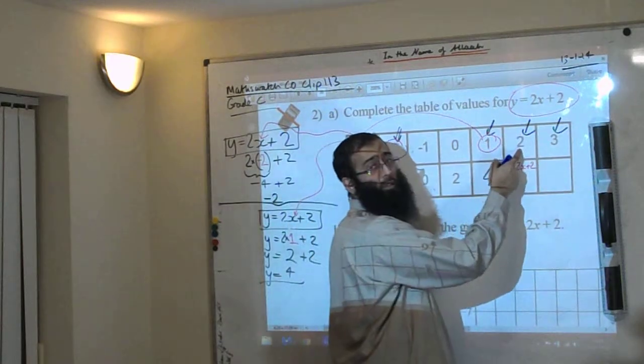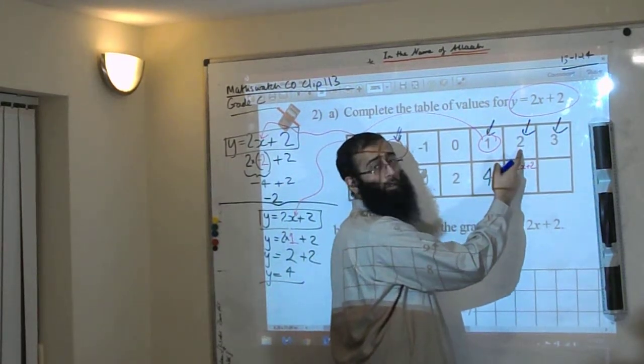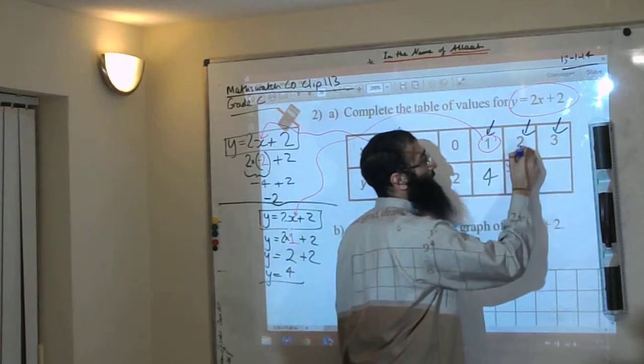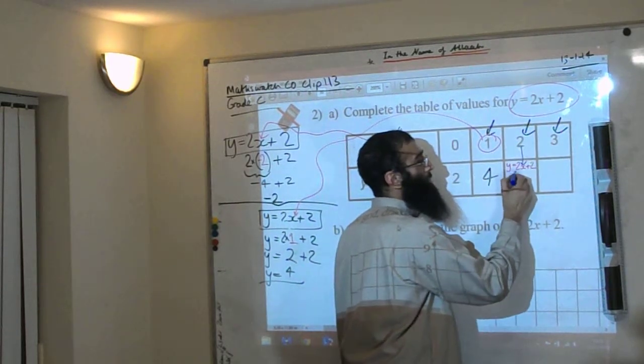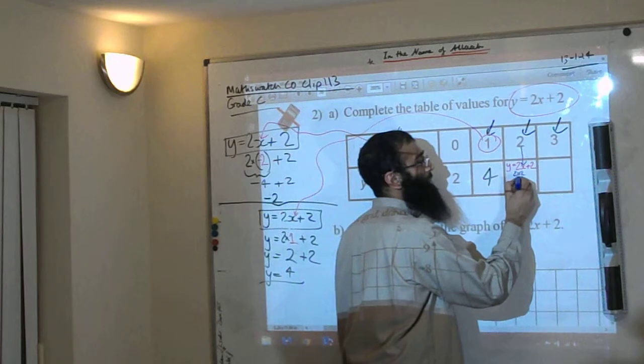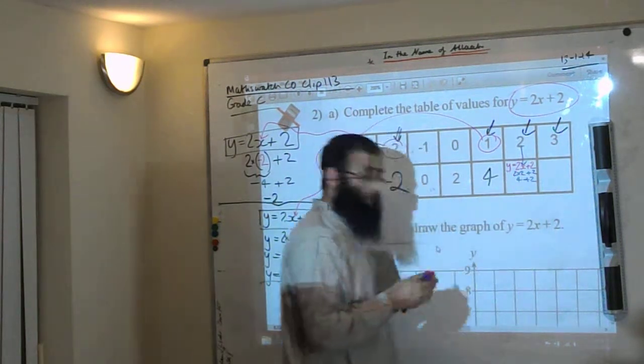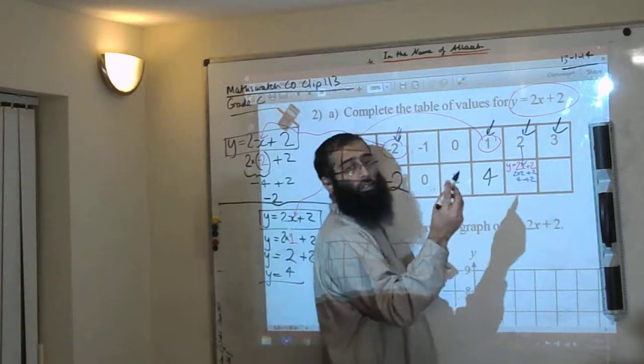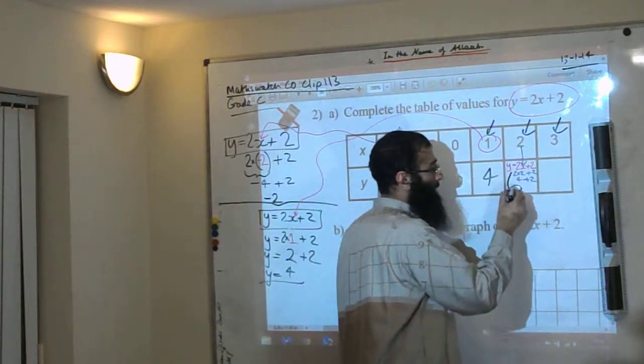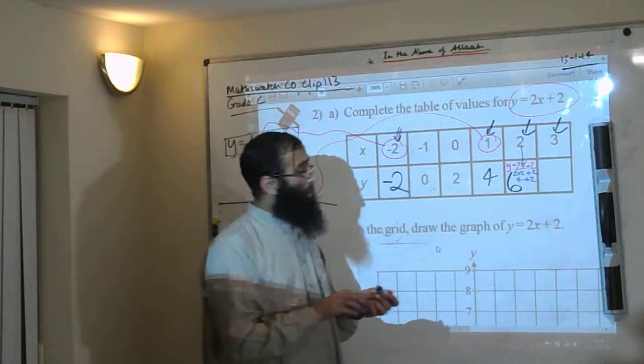So the x value is, Layla, this one, x value is 2. Yeah, 2. So put the 2 into the x. So 2 times by 2 is 4. And add another 2. 4 add another 2 is 6. 6, nice and thick in black. 6. Done. Okay. Next one.